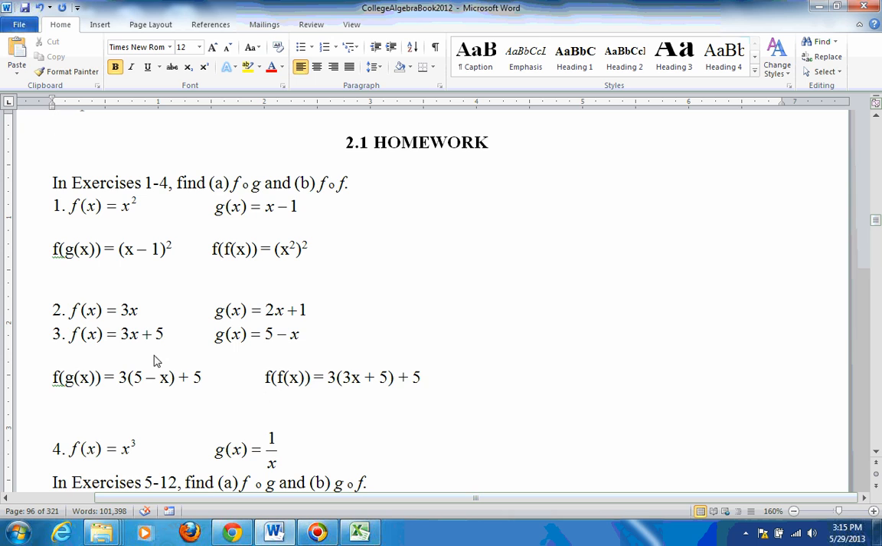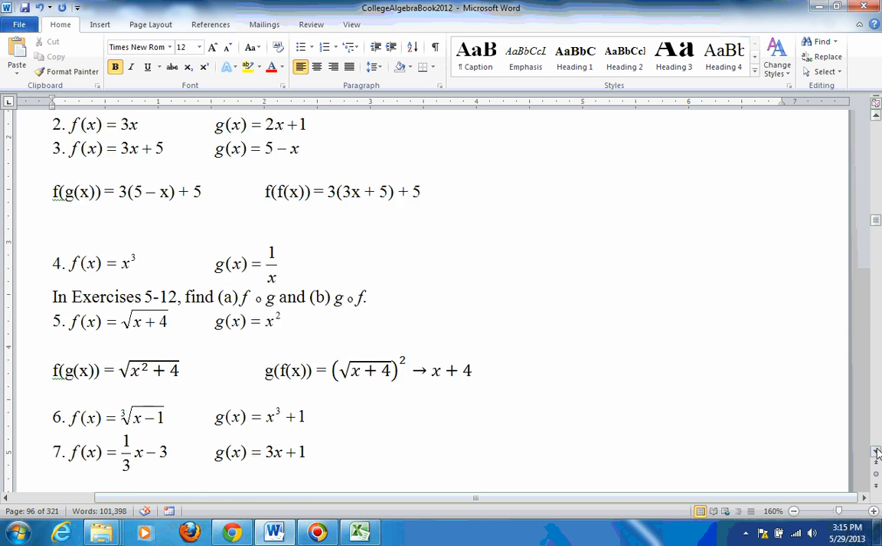F of f of x means take the 3x plus 5 and put it right back in here for the x. So it would be 3 times the quantity, 3x plus 5, and continuing out plus 5, and again distribute through to get the simplified version of it.